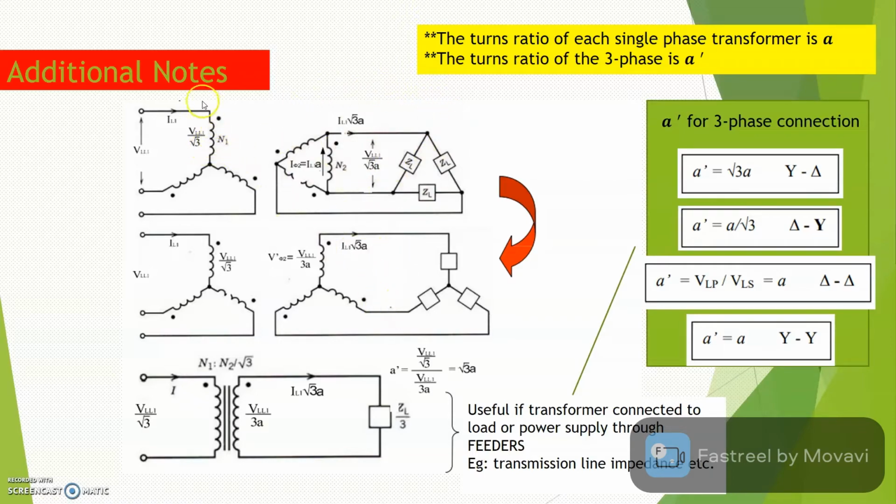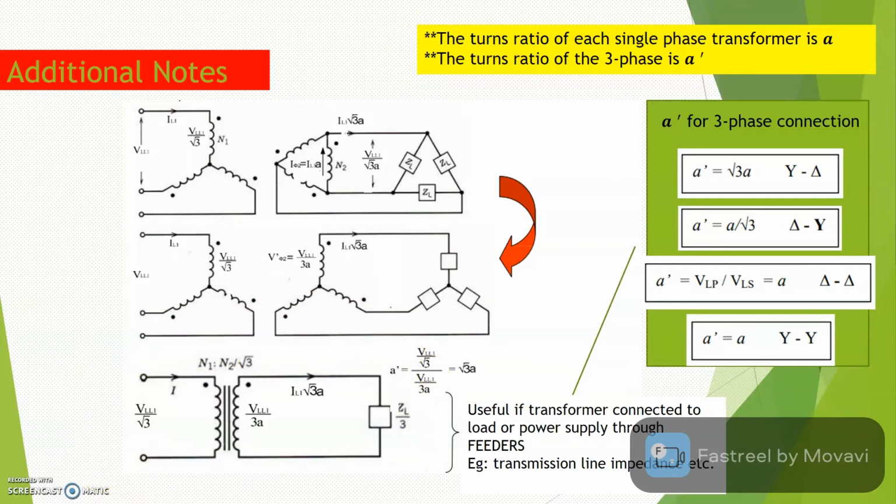Okay, so since the primary is already in Y, but at the secondary you have a delta configuration, you need to change from delta to become Y first. So at the secondary winding, from delta, you change it to become Y. Same goes to the load. From this topology, you change to become Y. And once you have a Y and Y configuration, only then can you come up with the single phase equivalent circuit.